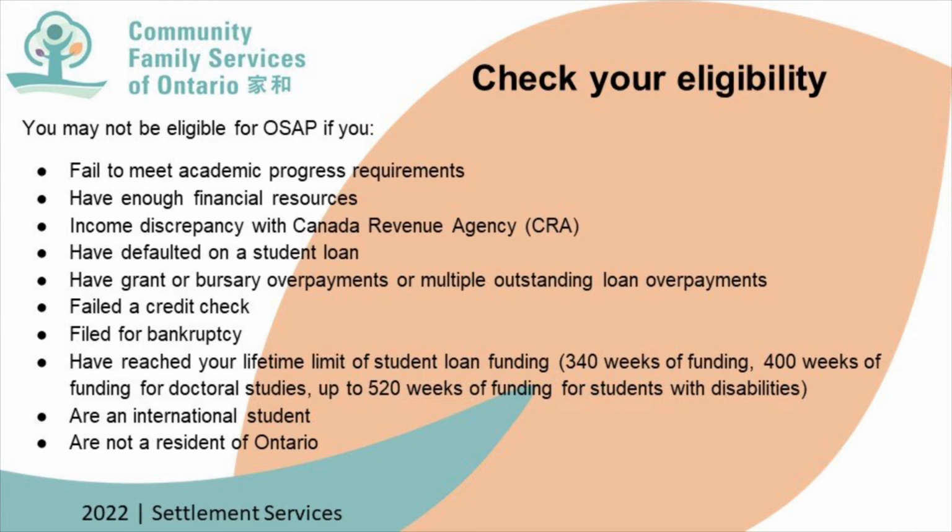Also, depending on your situation, student loan funding is based on weeks of funding. 340 weeks is like a lifetime limit if you were doing education. You can go up to 400 weeks if it's doctoral studies, and you can do 520 weeks if you are a student with disabilities. And to be eligible, you must live in Ontario, because as the program suggests, Ontario Student Assistance Program. If you are an international student, you would not be eligible.